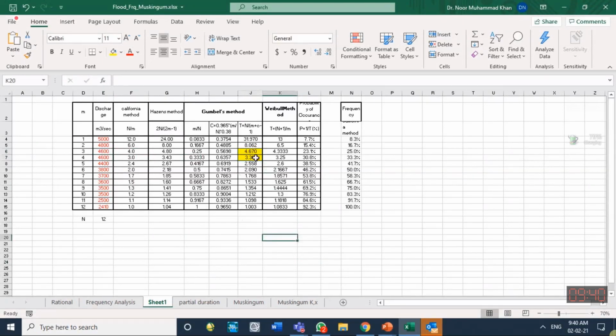The safe option is to mention the lower value, because we can expect that a flood of 4600 will occur every 3.3 years. Specifying it as 4.6 years means you are taking more risk. So 3.3 years is safer. Specifying the lower value, I think, is safer. So that is the review of how to carry out the flood frequency analysis.